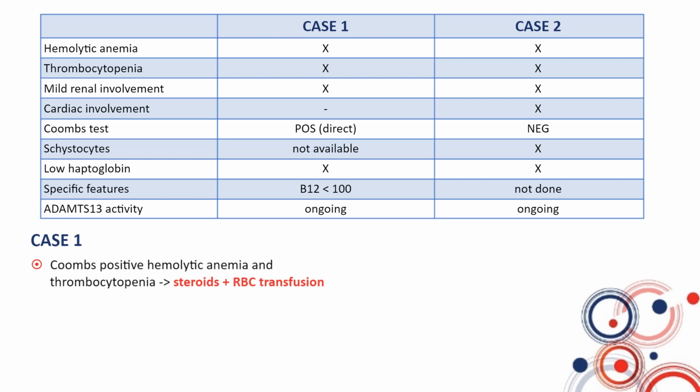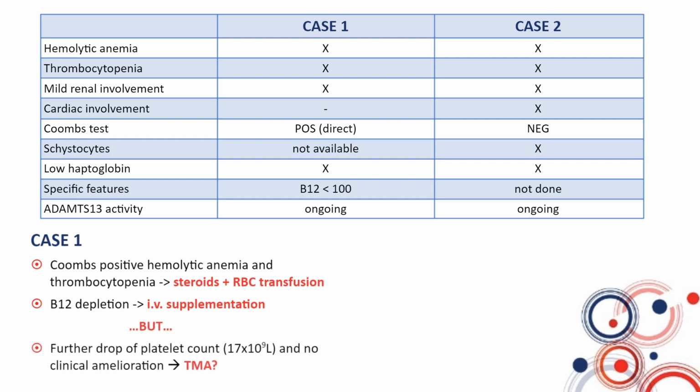We have measured B12 because other examinations, like MCV, showed that the size of the red blood cells was bigger than what we were expecting. Then we made a supplementation of B12, but we haven't seen an improvement, and the platelet count in the first patient went down. So at this point, the confirmation of TMA is there again. And in the second case, we can see that the Coombs is negative, so again, TMA could still be confirmed and is not excluded.